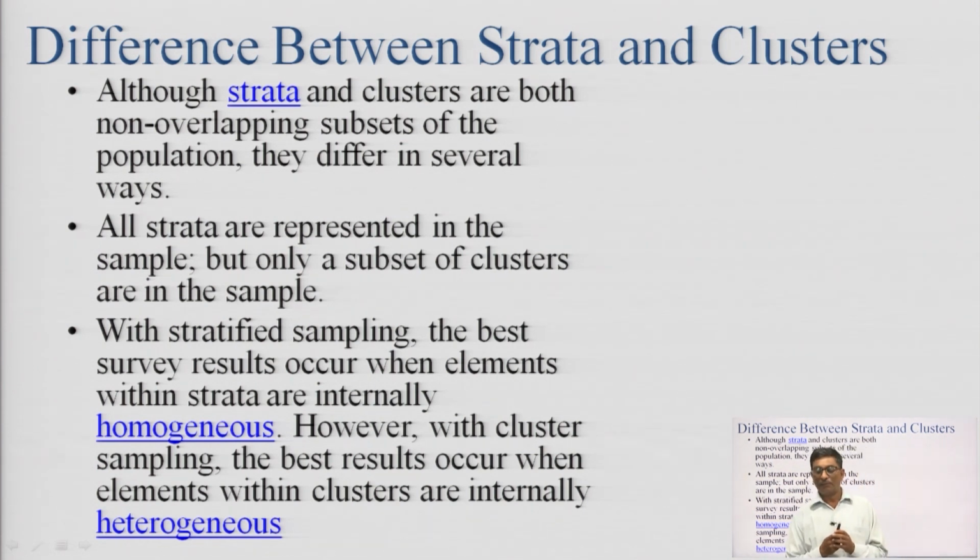So, this is cluster sampling. There is a difference between strata and clusters. Although strata and clusters are both non-overlapping subsets of the population, they differ in several ways. All strata are represented in the sample, but only a subset of clusters are in the sample. Second, with stratified sampling, the best survey results occur when elements within strata are internally homogeneous. However, with cluster sampling, the best results occur when elements within clusters are internally heterogeneous.